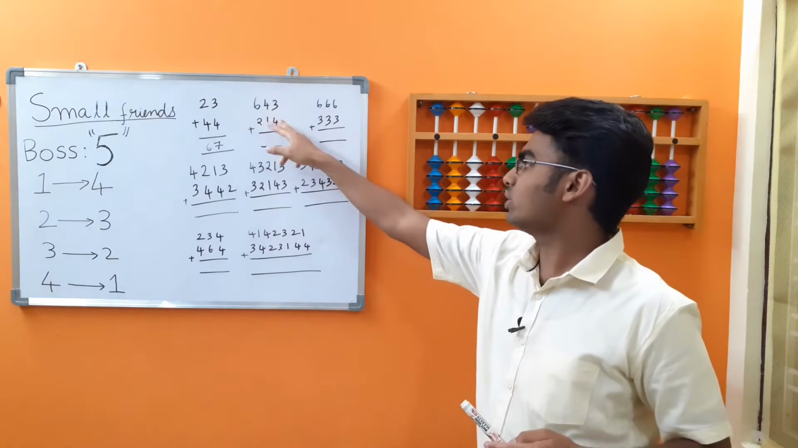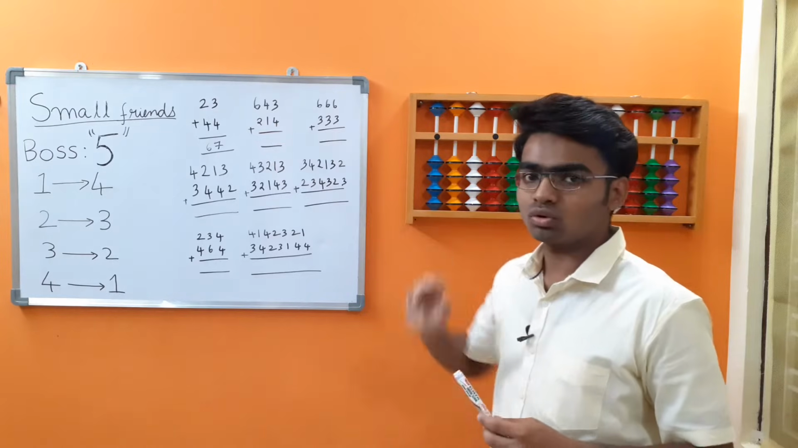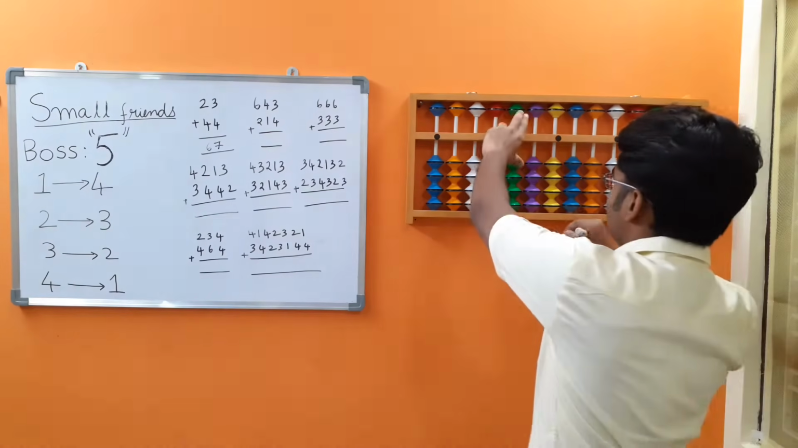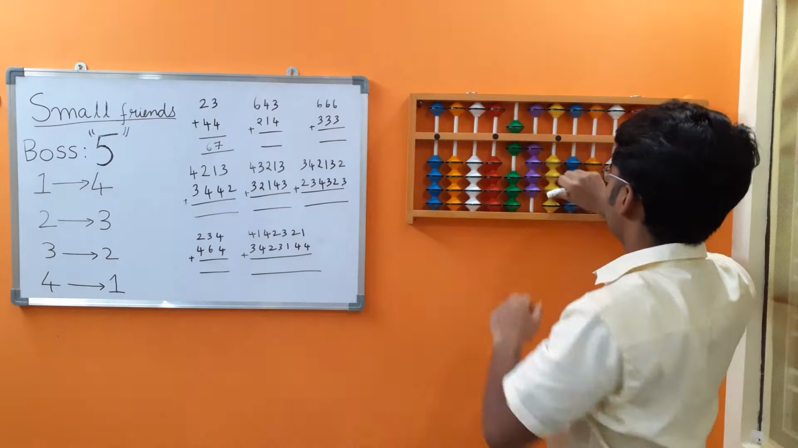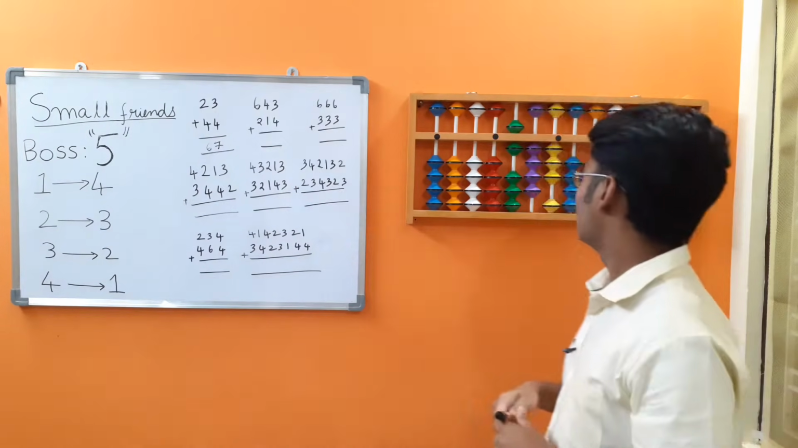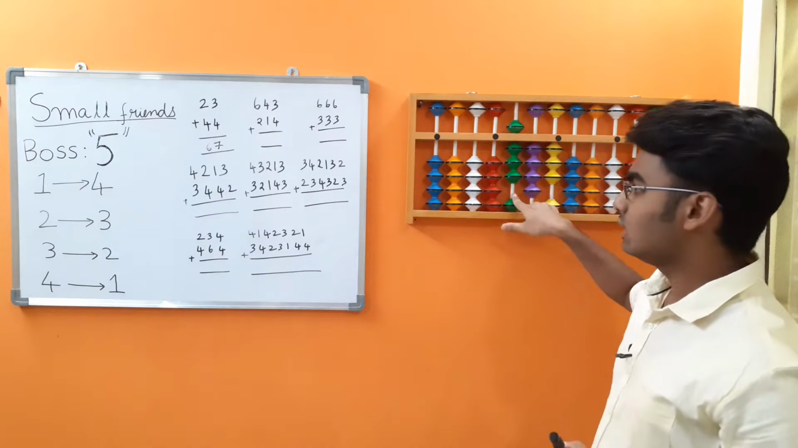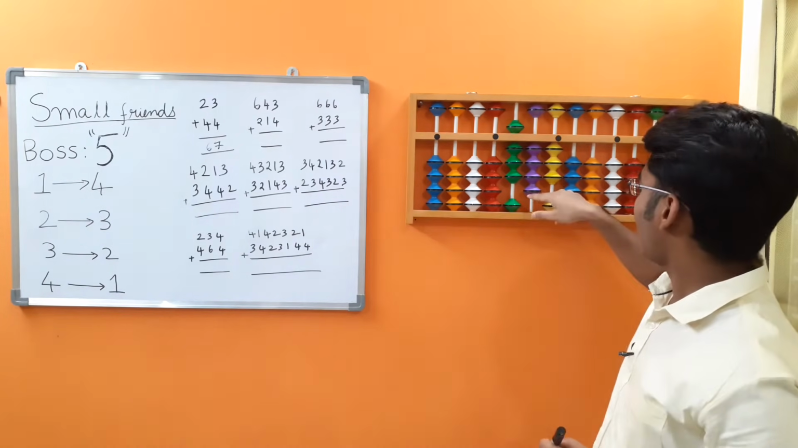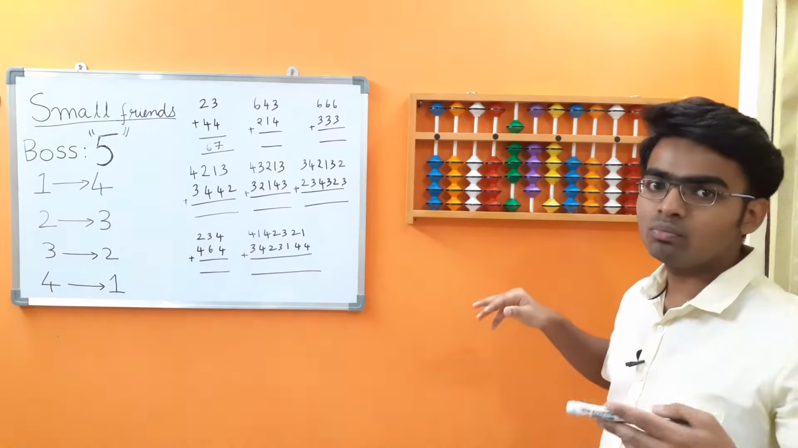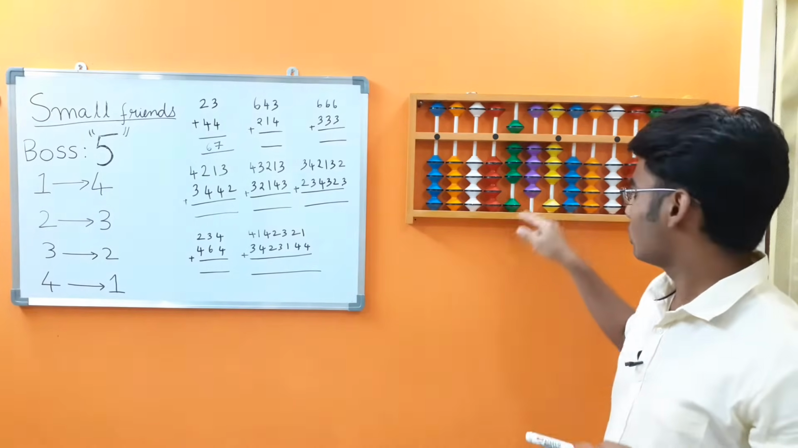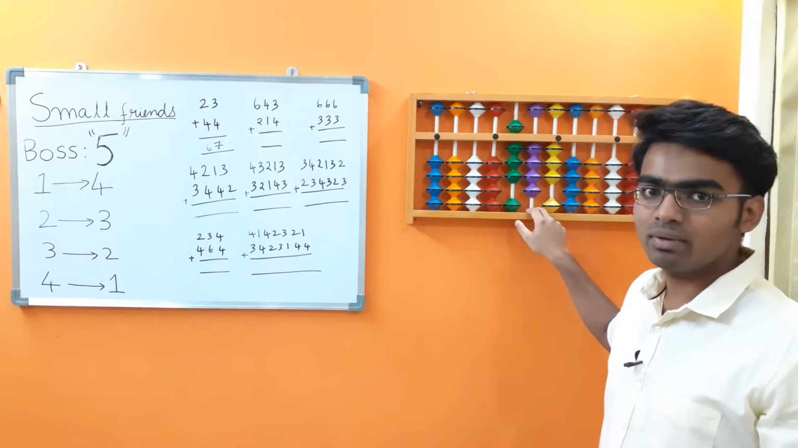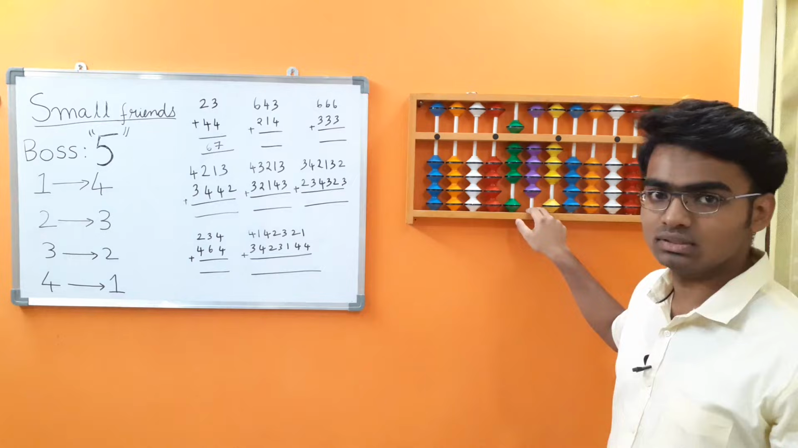Let's do 643 plus 214. 643, right? Now 214. We can add 2 directly here and 1. We have to add 1 here. We have to use small friends concept. Now I won't be repeating that statement that we do not have enough beads, so we have to make use of small friends concept. That you can make out as we have seen many examples, right?